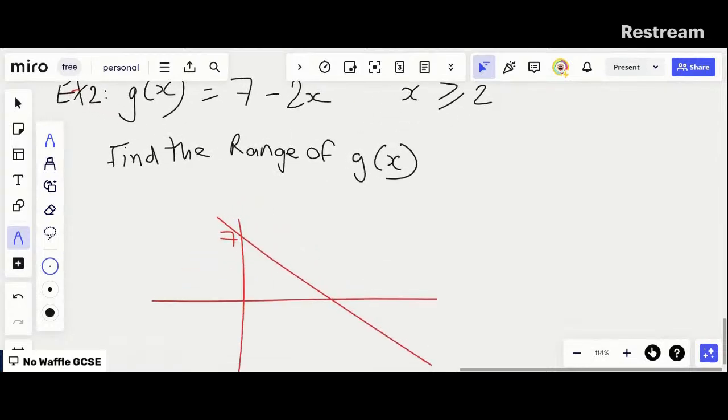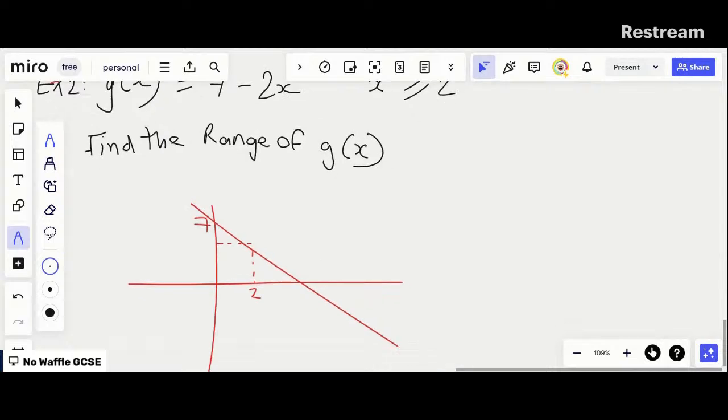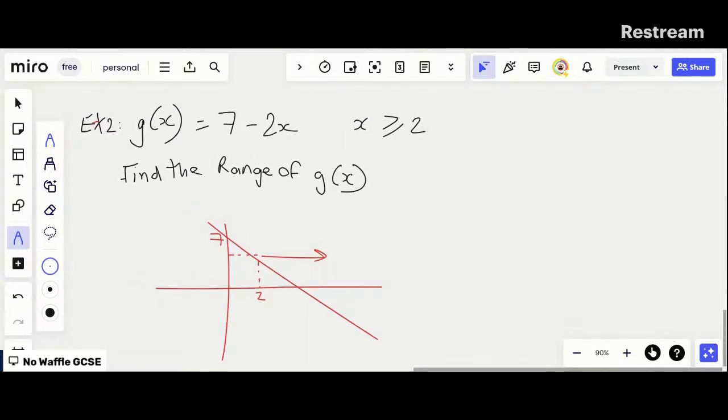And then plug in, so we know that x is 2, so x is 2 is probably somewhere here, and x has to be greater than or equal to 2. So find the corresponding y value, which is 3. But since x has to be greater than or equal to 2, y has to be less than or equal to 3. So that is your answer.